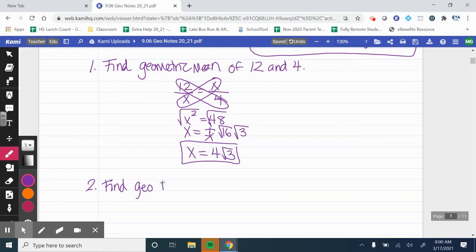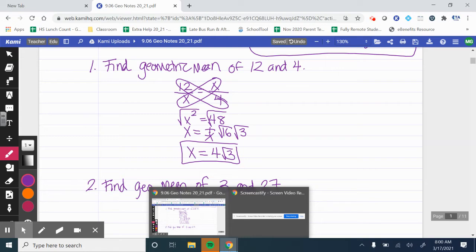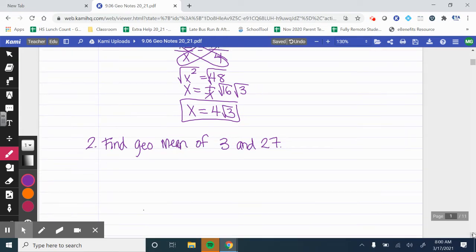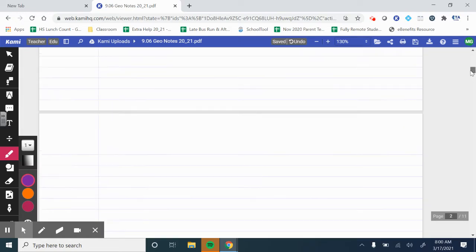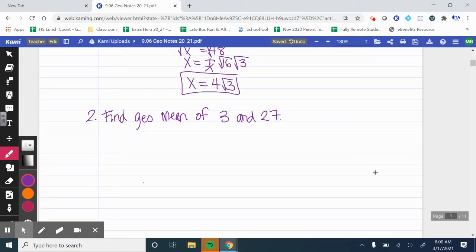Find the geometric mean of 3 and 27. Pause the video, see if you can set that one up on your own. Having a little trouble scrolling today. So here again, you should have 3 over x equals x over 27. Then cross multiply to get x squared equals 81. Take the square root. You only want the positive square root, and x equals 9.